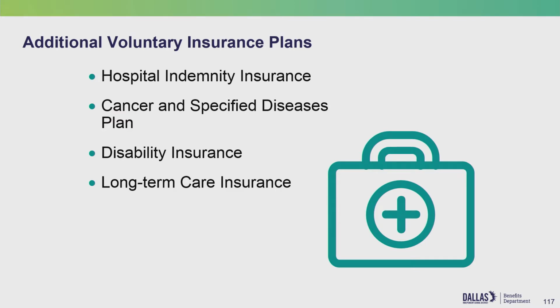We also provide you with several supplemental voluntary insurance plans that may help you meet your financial needs when unexpected things happen. For example, if you require hospitalization, you face a cancer diagnosis, you're disabled and unable to work, or you need long-term care at home or in an assisted living facility, you may be interested in some of our other voluntary supplemental insurance plans.